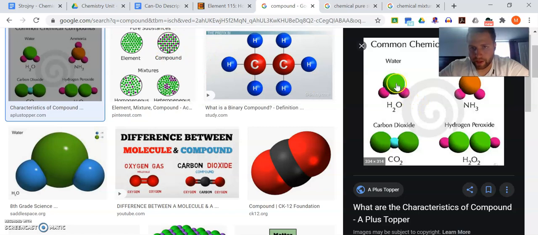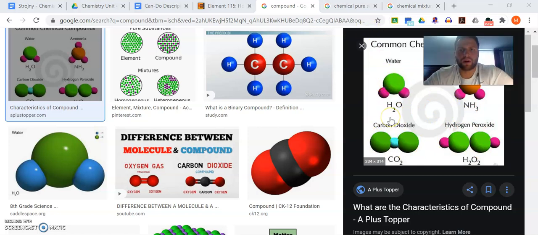Pink and then green. So you've got your hydrogens, oxygen. You've got your nitrogen, hydrogens, H2O2. Again, two different elements fused together. All right, so let's keep moving here.